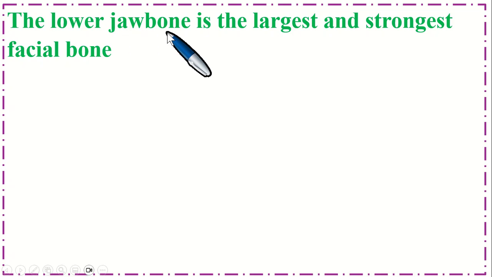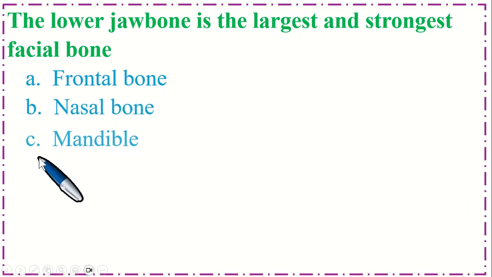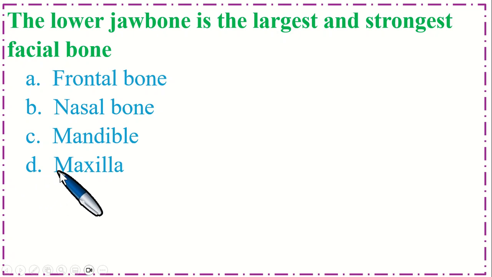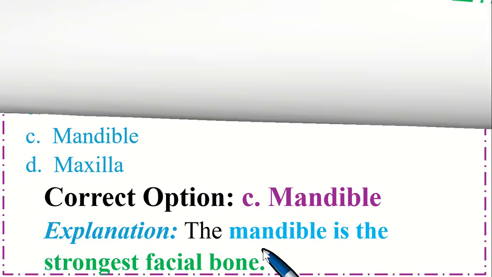The lower jawbone is the largest and strongest facial bone: option A, frontal bone; B, nasal bone; C, mandible; and option D, maxilla. So the correct option is C, mandible. The mandible is the strongest facial bone.